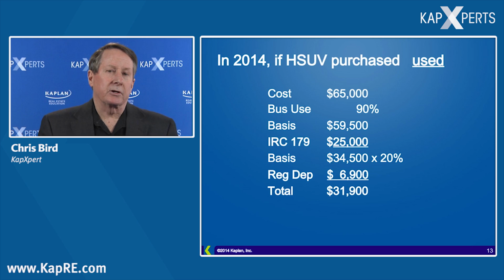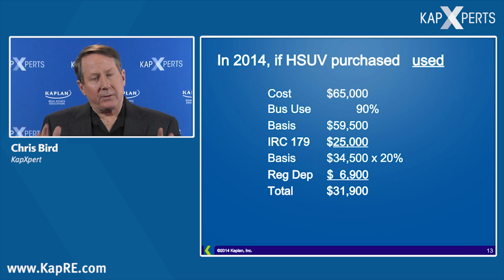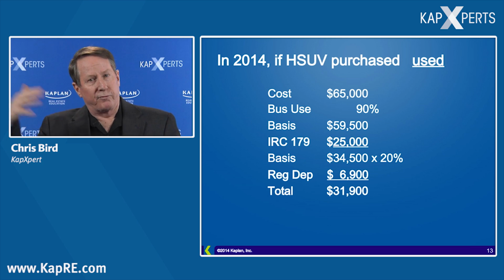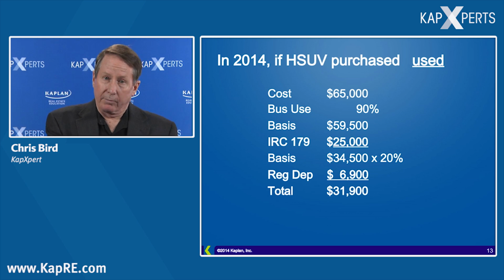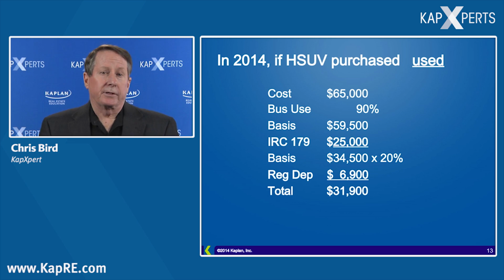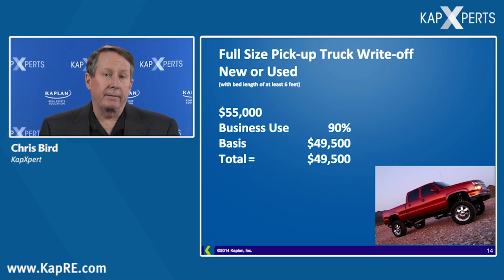So now the question is, what if you buy this same vehicle used, but obviously if you're going to pay the same price for it, then this is a more fully loaded Cadillac Escalade, for example, than the one I had before. All I want to show you is this. You buy it used, the deduction is not quite as good. It's now $31,900. So I leave it at that, everybody, other than to show you the pickup truck.